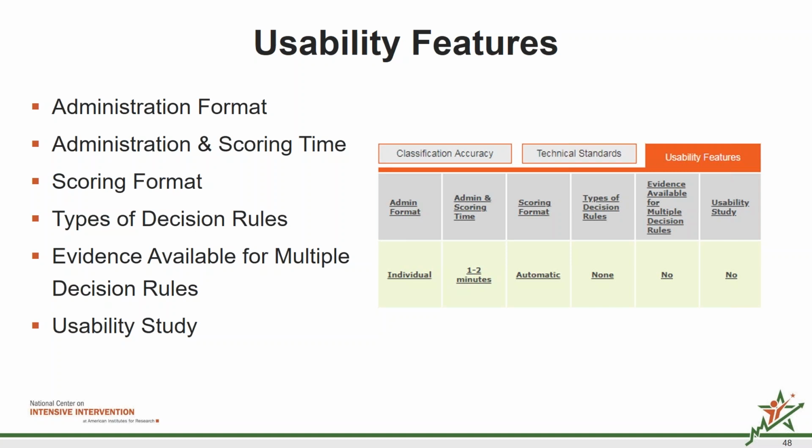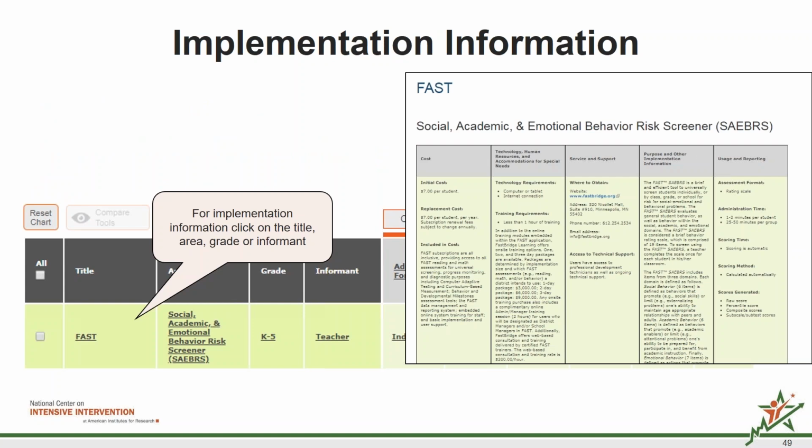Under technical adequacy, we're thinking about the reliability, validity, and so on. Under usability, it's where we get into some of those ideas about administration format. How do we do this screening measure? Is it individually? Is it as a group? How long does it take? How is scoring occurring? What decision rules do we have available? And was a usability study conducted or not? So that gives us some good information about the usability of the screening measure. And go on to the next one.